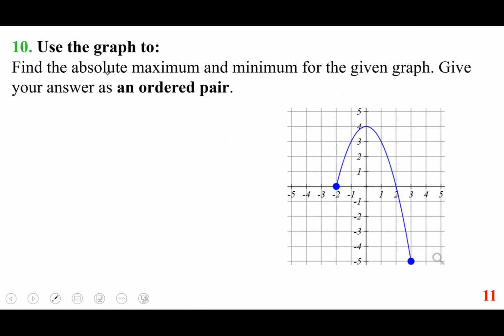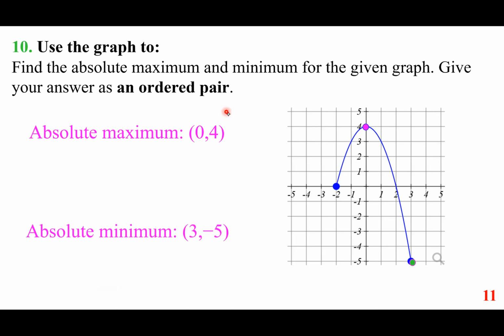And this question says, find the same thing, absolute max or min, but they want it in ordered pairs. Normally, they should really ask you what is the absolute max and where is it located. But anyways, the absolute max is right here, and the way they want it is in a pair, so (0, 4). The absolute min is here. They want it in a pair format, (3, -5).